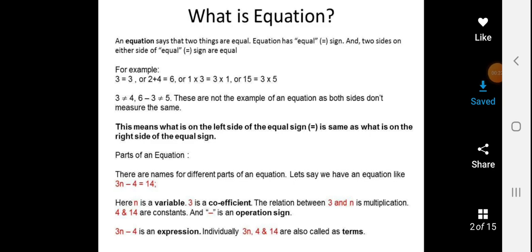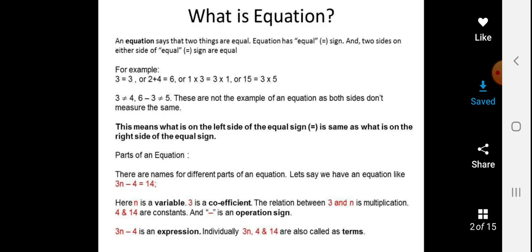What is an equation? An equation says that two things are equal. An equation has an equal to sign, and the two sides on either side of the equal sign are equal. For example, 3 is equal to 3, or 2 plus 4 is equal to 6, or 1 into 3 is equal to 3 into 1, or 15 is equal to 3 fives are 15. This means what is on the left hand side of the equal sign is the same as what is on the right hand side of the equal sign.